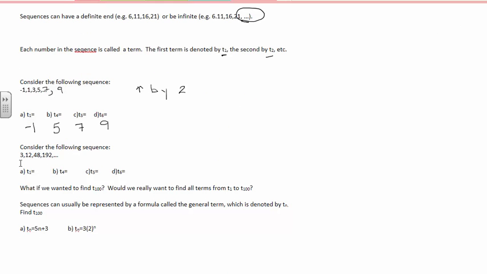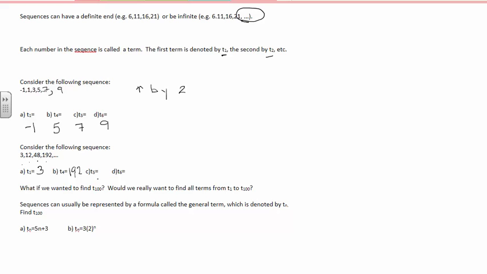Here we have another sequence, so another pattern that we need to figure out. And the sequence is 3, 12, 48, and 192. So our first term, what we're asking is what's in position 1? That's what that T1 means, and that's really important. Term 4, 1, 2, 3, 4. Term 4 is 192. So now in order to be able to figure out what term 5 is, we need to figure out what the pattern is.